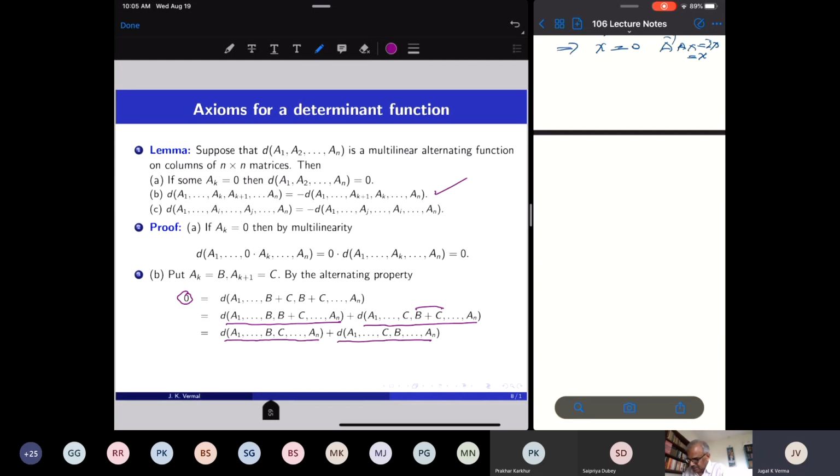Now this trick can be used if the column vectors are not adjacent. Here I considered a matrix where the kth column is B plus C and the (k+1)st column is B plus C. To interchange the ith and jth columns, I do the same thing. You look at a matrix where the ith column is ai plus aj and the jth column is also ai plus aj, and then apply multilinearity, and the same trick will give you this.